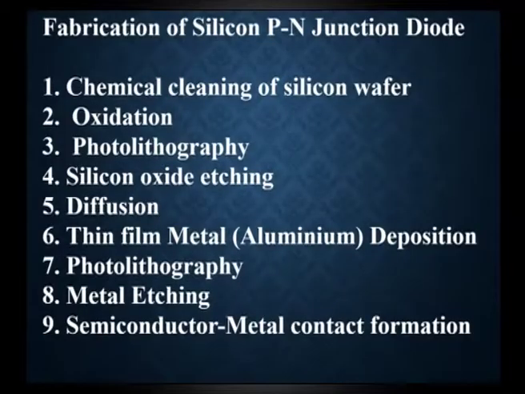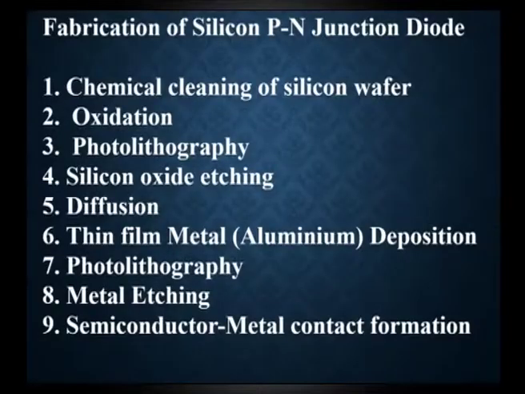The fourth step is silicon oxide etching. This is a process where we remove the unwanted material. The silicon dioxide that is unwanted is etched away. And next is diffusion.